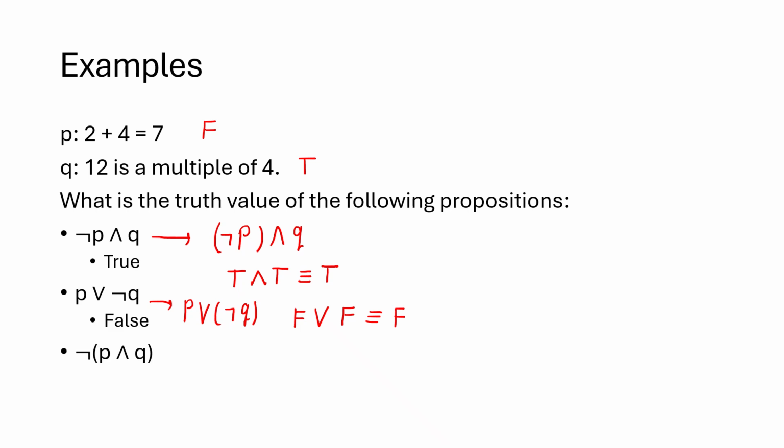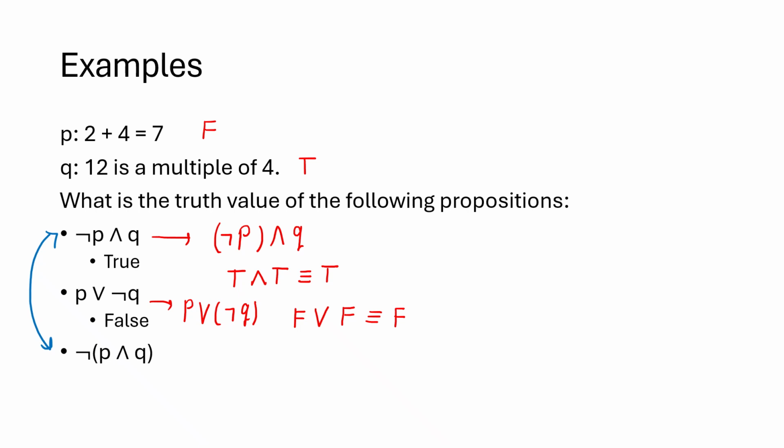And finally, we have not (P and Q). Now, before evaluating this, I want you to pay attention to the difference between the first and the third proposition. So in the first proposition, we are only negating P, so it's (not P) and Q. So we are taking the negation of P and then combining that with Q with and, with conjunction. But in this third example, we are combining P and Q using and then taking the negation of the entire thing. So this is a different proposition. The third proposition is different from the first one.